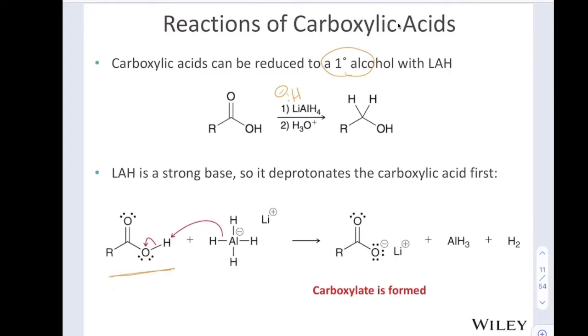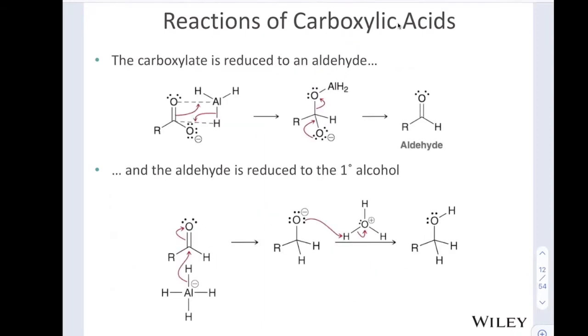And so in the first step, that lithium aluminum hydride is going to react with that proton, giving us this carboxylate ion. That goes on to react with this species right here, transferring a hydrogen onto the carbon that was the carbonyl carbon, as well as attaching the aluminum species onto the oxygen. Then we have this leaving group leave, and we regenerate our double bond, giving us the aldehyde intermediate.